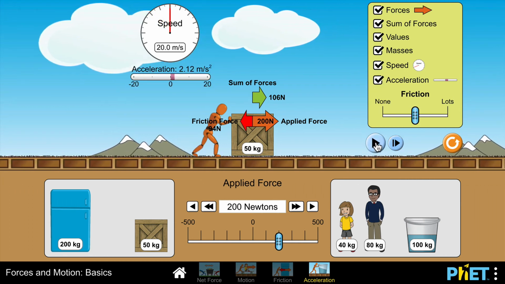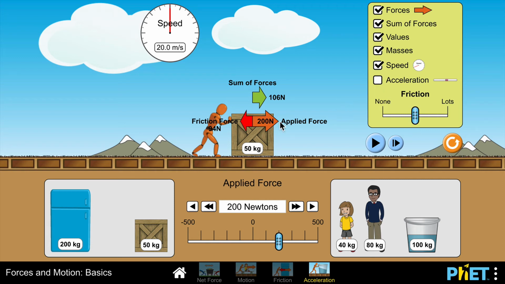Now, if you want, you could work out the acceleration. I know I'm being told here that it's 2.12 meters per second squared. I could use Newton's second law, and there's an equation which goes with that, F is equal to ma, in order to calculate that. In fact, I could untick acceleration, use the values on screen to work it out, and then tick to check if I'm getting the correct value.